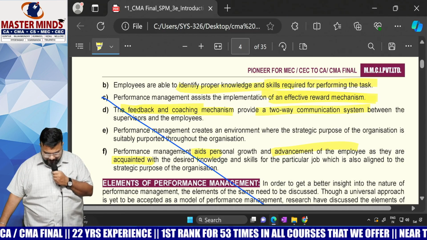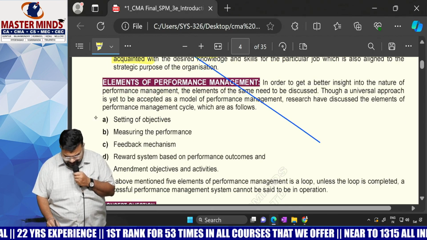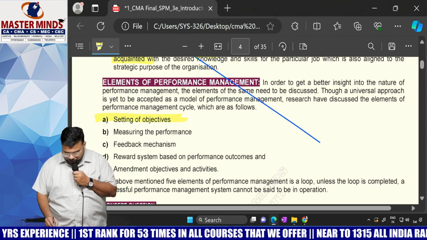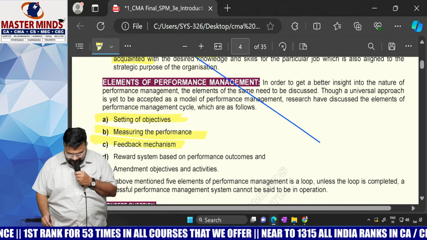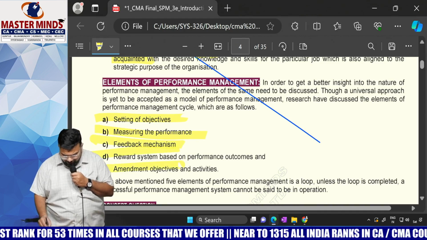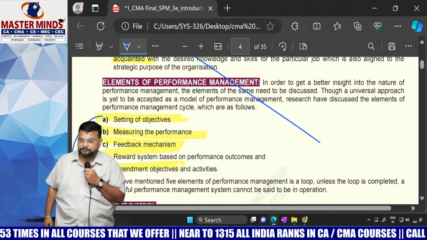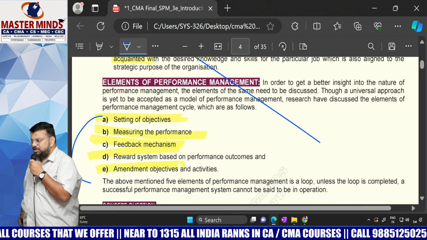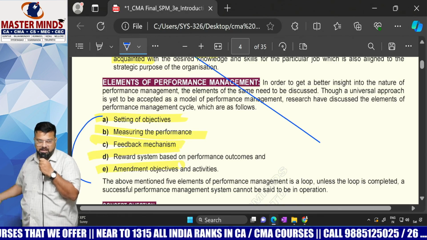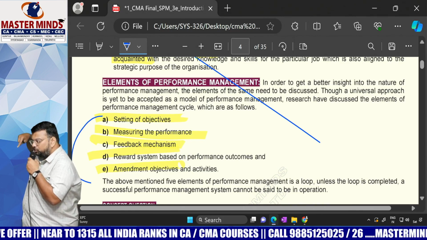Okay, so elements of performance management we have already covered. First, what will management do? They will set an objective, and basing on that objective, they will define the measures and measure it. Then feedback mechanism, then reward, then amendment of objective. It keeps on happening again and again. It's a loop. Every year we are not going to have the same objective, right? Management keeps on changing objectives year after year. The same thing is given. Already we have covered the same thing in question number 2.